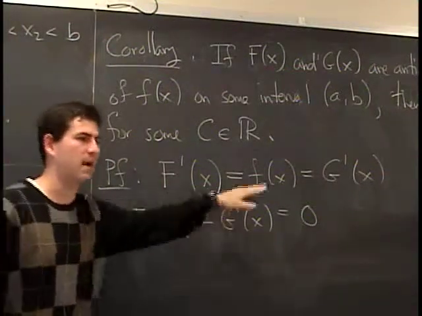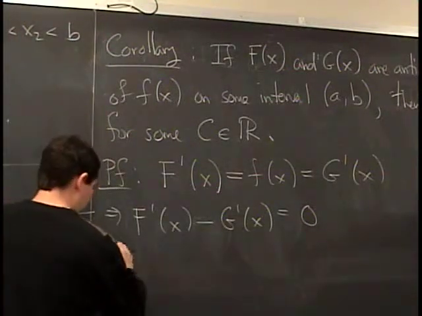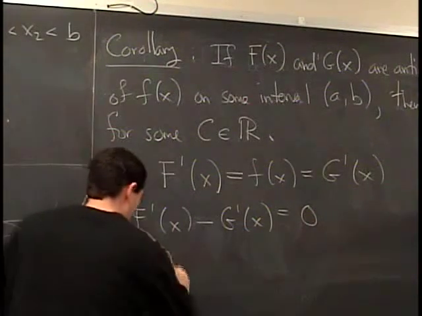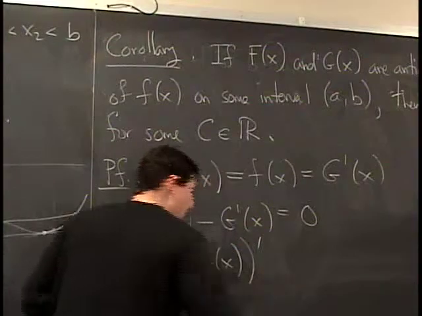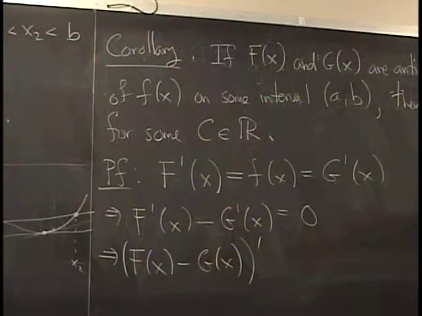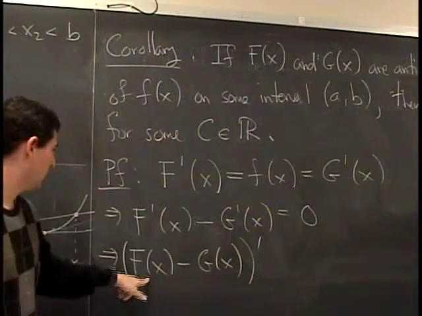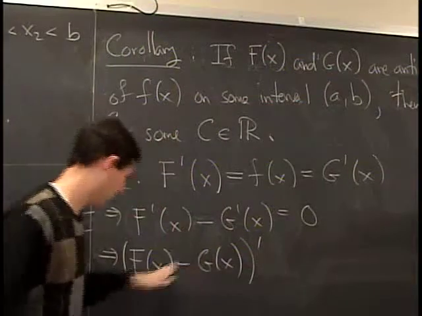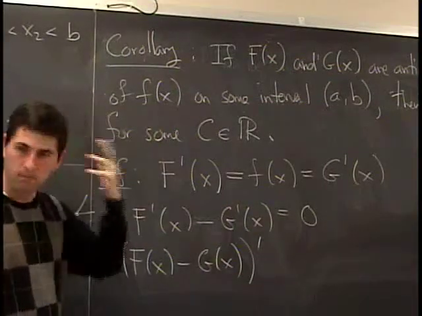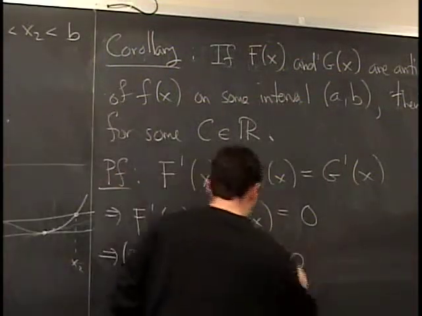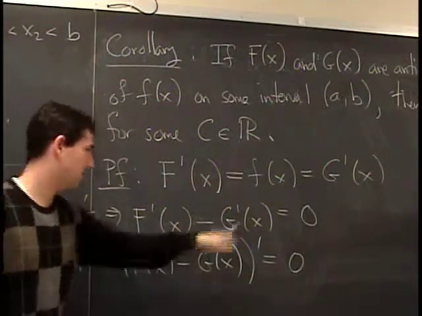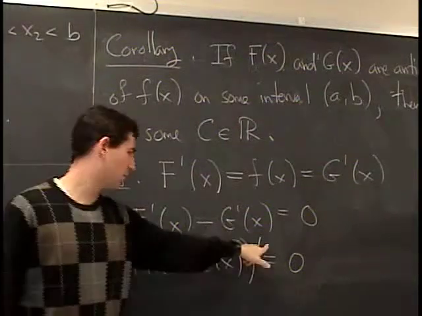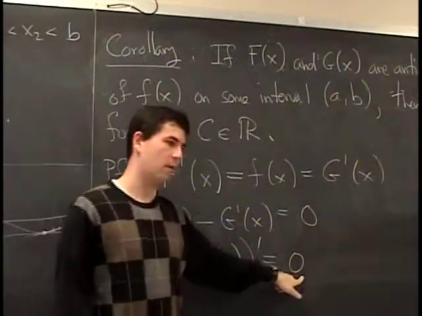You can think of it as plus, minus, whatever. This is the same thing as first subtracting and then taking the derivative. Right? If you take the derivative minus the derivative, it's the same as first subtracting and then taking the derivative. That's what linearity is. Okay? So I now have a new function, F of x minus G of x. When I take its derivative, it's always 0.